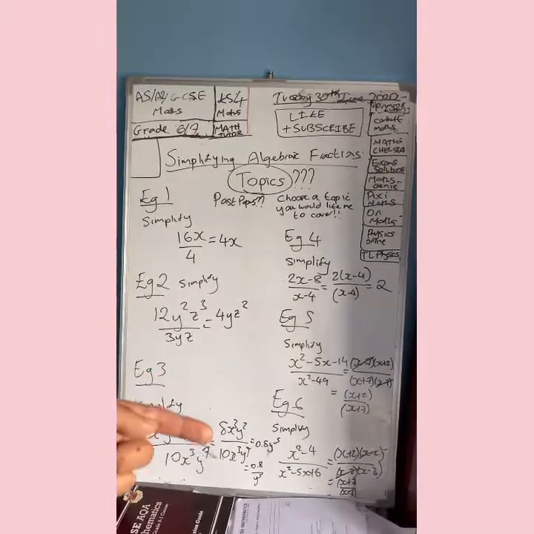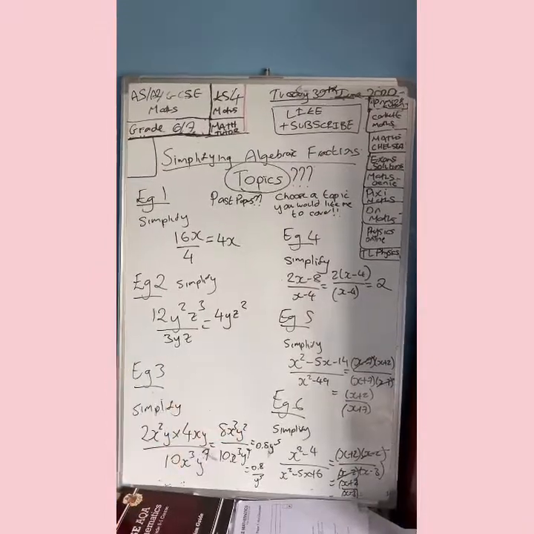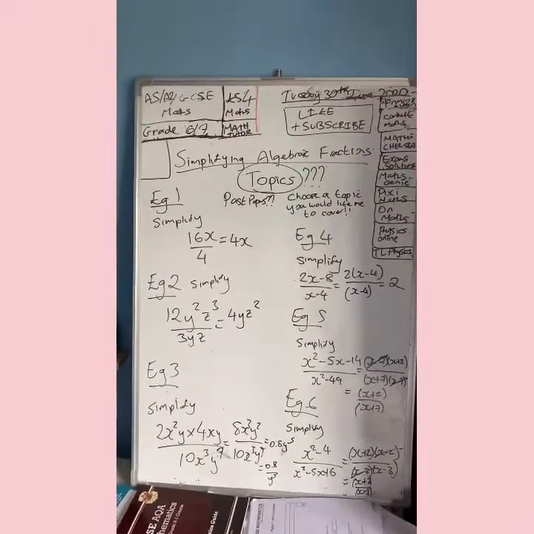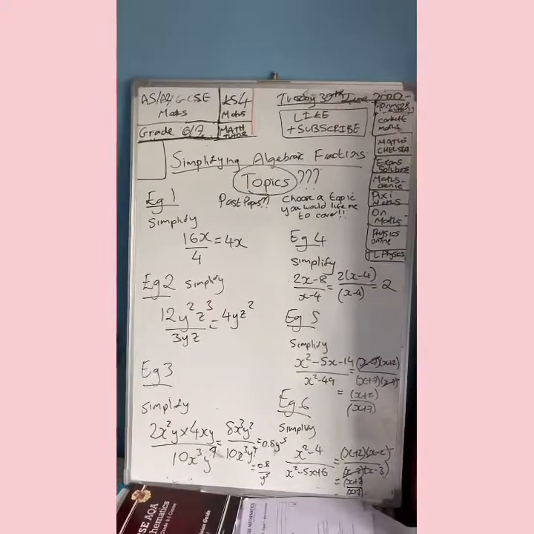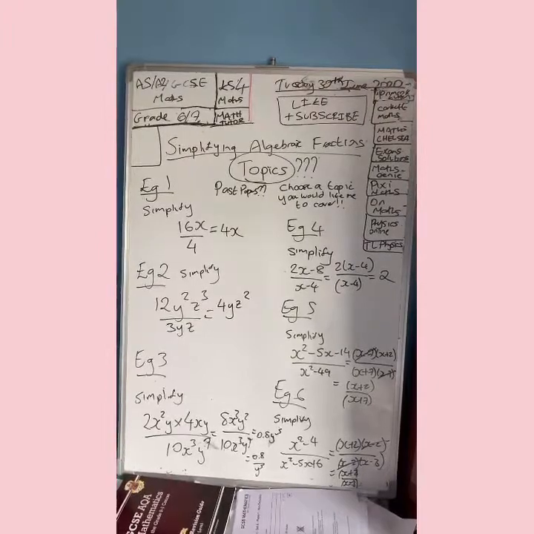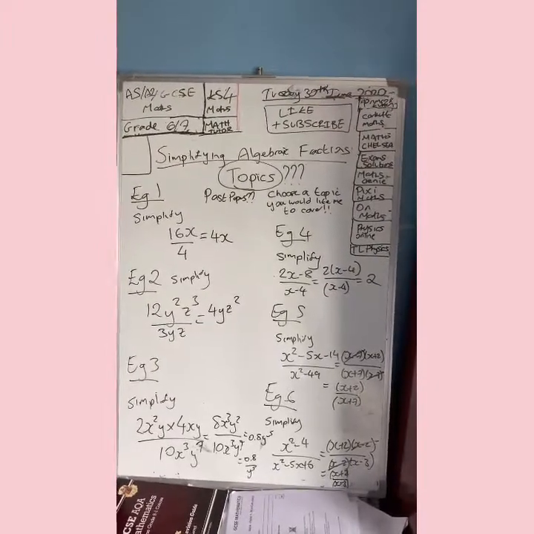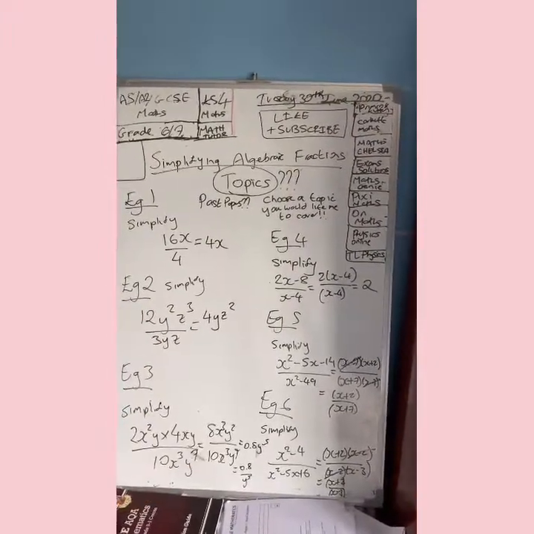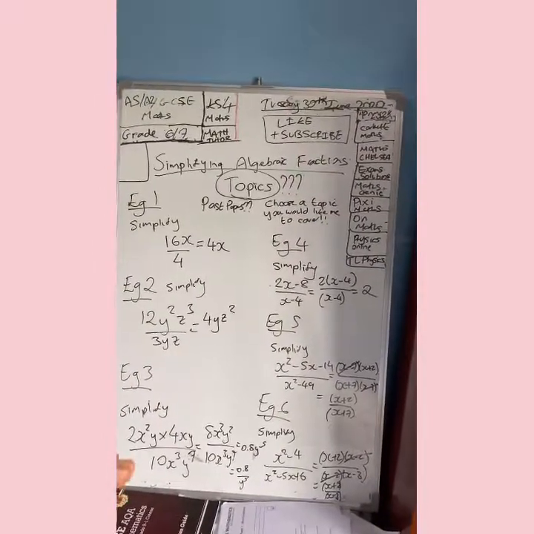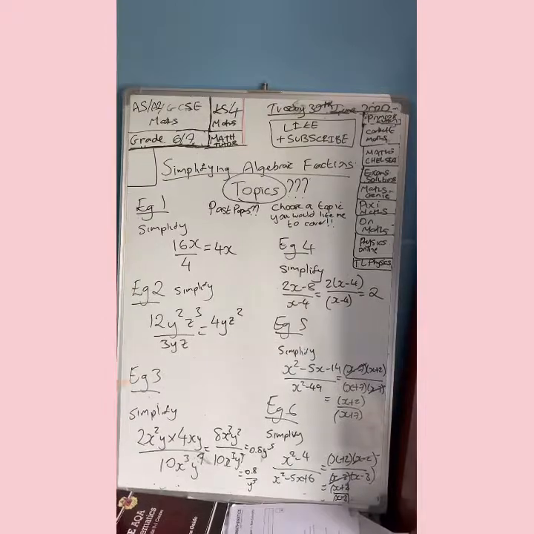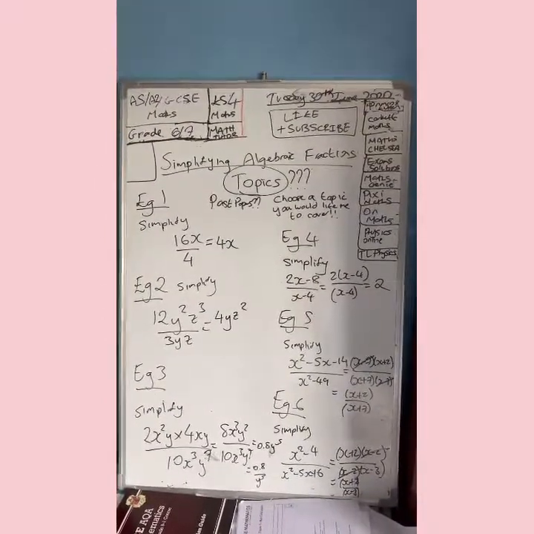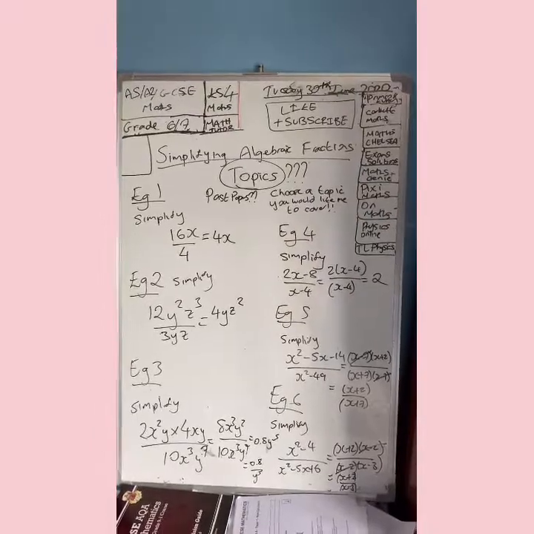X cubed divided by x cubed becomes x to the 0, which is just 1. Y squared divided by y to the 7 gives me y to the 2 minus 7, which is y to the minus 5. So it's 0.8 y to the minus 5, or 0.8 divided by y to the power of 5. Remember, guys, if you're dividing powers, you subtract the powers, and if you're multiplying, you add the powers. Those are the rules of indices.